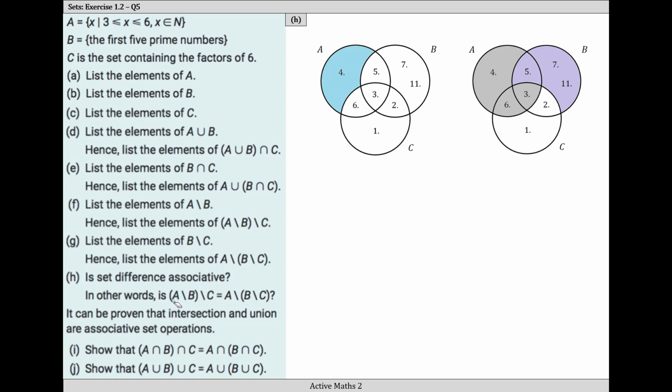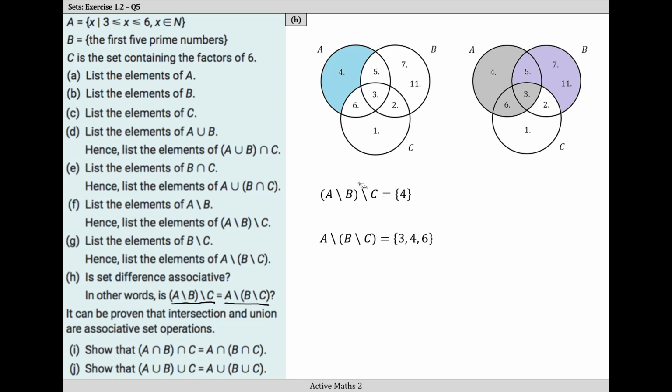Is it the same to say A without B and then without C as to start with A and then say without B without C? Well, I've drawn them up here. Remember that the answer to the first part, A without B without C, is 4. That's that blue piece. And then if you change the order of the brackets and you decide that it's going to be A and then without B without C, remember that that is the grey part here.